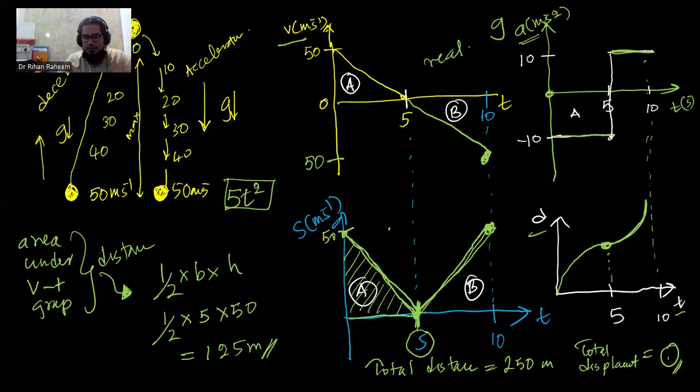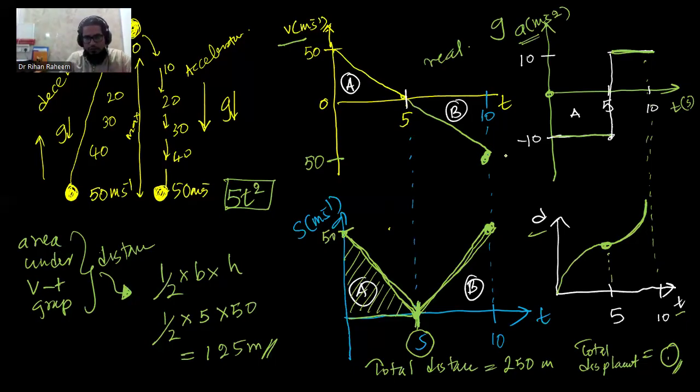Displacement in this situation, logically you can find. Displacement is the distance between the starting point and the ending point. Here the starting point and ending point are the same, no? So in any situation where the starting point and ending point are the same, displacement is 0. With that logic, we found it. Or else we can say upward journey 125, downward journey 125.